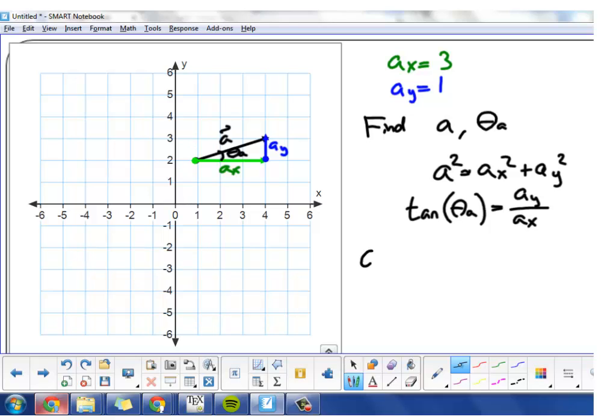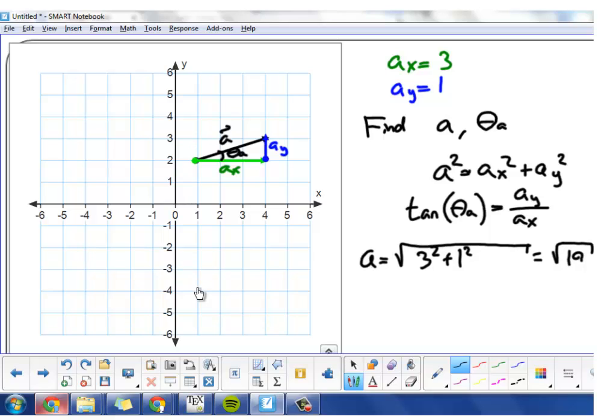So to find the length of the hypotenuse, i.e. the magnitude of the vector, we use the Pythagorean theorem. We find the square root of ax squared plus ay squared is equal to the square root of 3 squared plus 1 squared, square root of 10, which is about 3.18, which didn't make it on my screen.